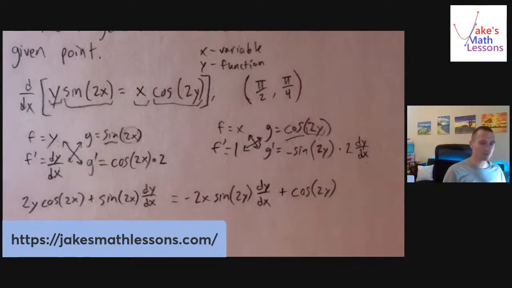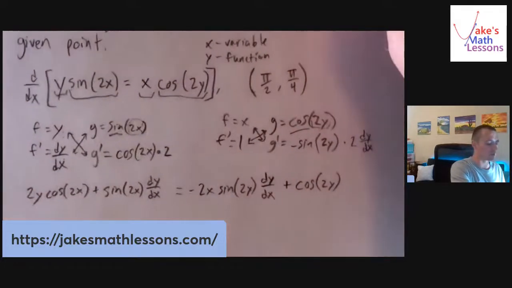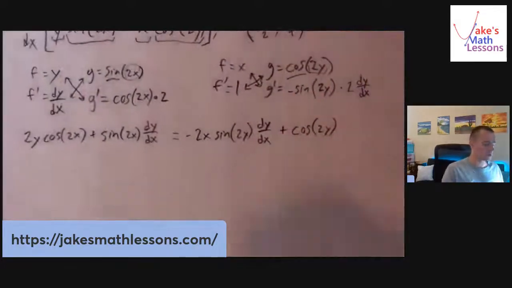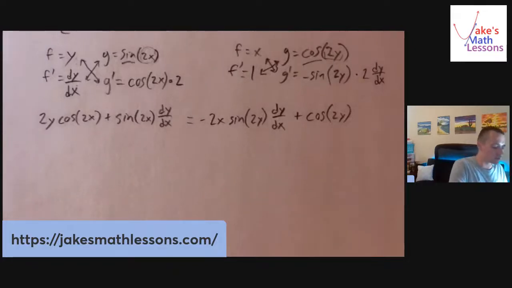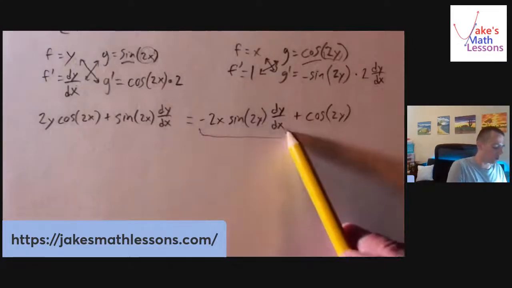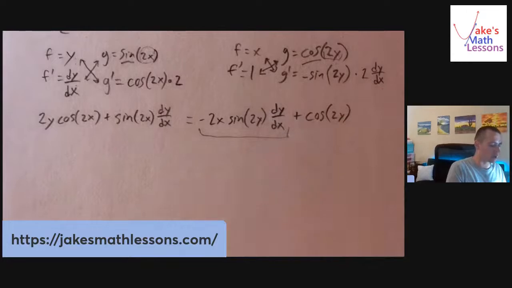So now we've taken the derivative of both sides of our equation. So now what we can do, just like we did before, is we're going to move all of our dy dx terms to one side of our equation. We'll go ahead and move it over to the left, and all of our non-dy dx terms over to the right.